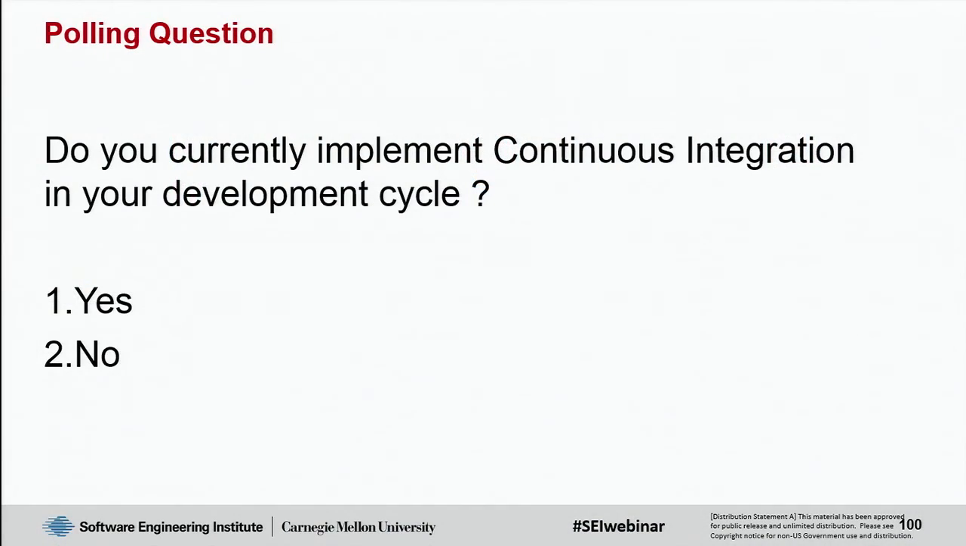Let's talk about the polling question. The next polling question, which has launched on your screen now, is: do you currently implement continuous integration in your development lifecycle? We'll give you about 15 seconds, and we'll circle back to that.